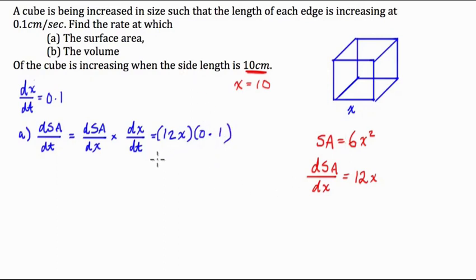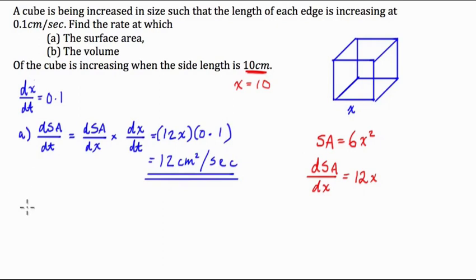So what we then do is we input our x value, which we know is 10, and we have 10 times 12 is 120, times 0.1 is just 12 centimeters squared per second. So that's our answer for question 1. Or question A, sorry. Let's go on to question B.